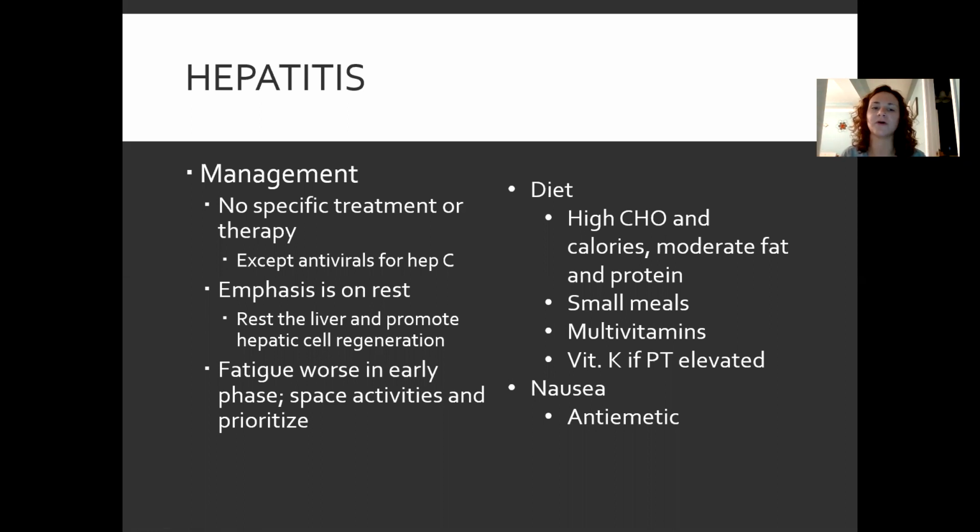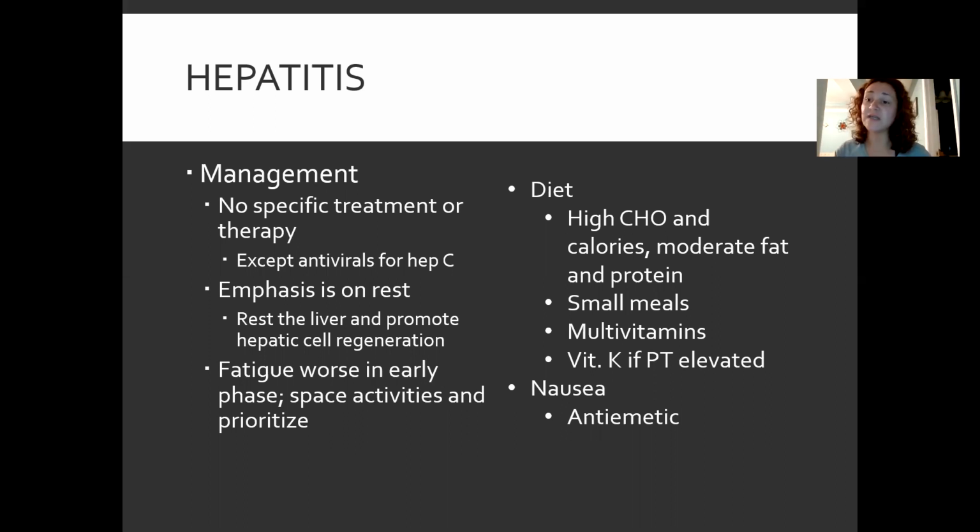So rest the liver, promote hepatic cell regeneration. The liver is the only organ in the body that will regenerate, so that's good. As it's healing, it's going to regenerate and get back to normal. Fatigue is worse in the early phases, so we want to encourage them to space activities, prioritize activities, and get lots of rest. Their diet should be high in carbs and calories and moderate in fat and protein intake. Small meals are better because the liver plays a role in digesting food, so smaller meals, giving the liver just a little bit to do at a time, is more helpful.